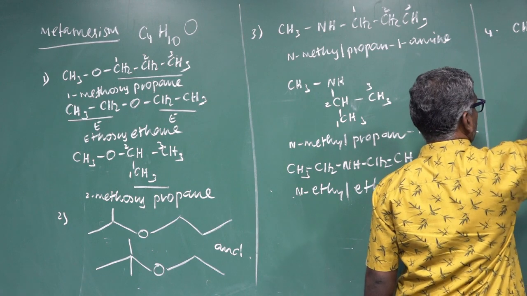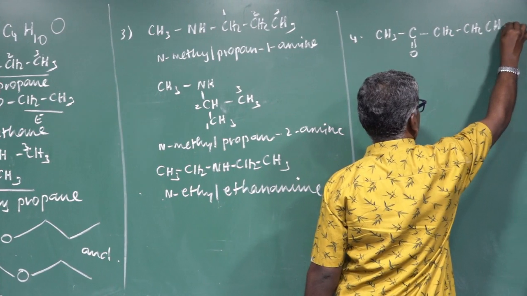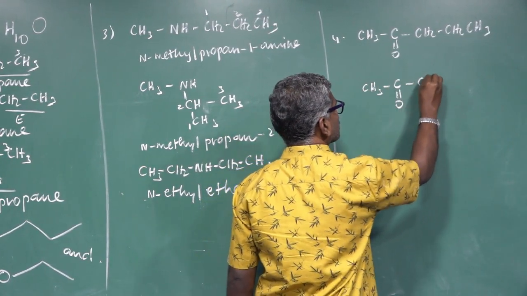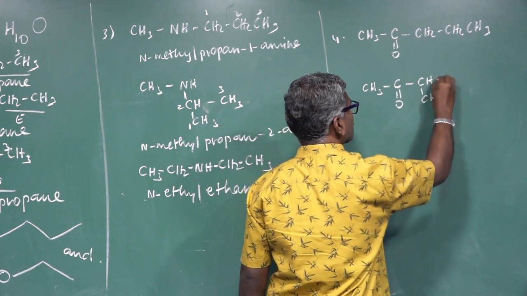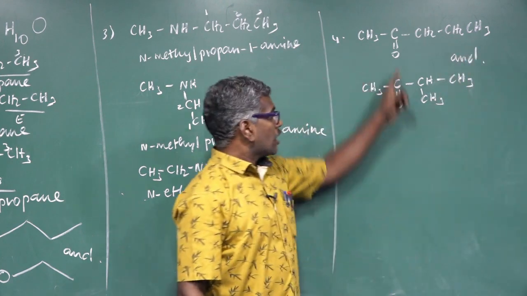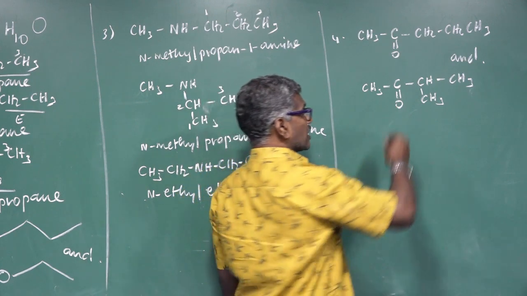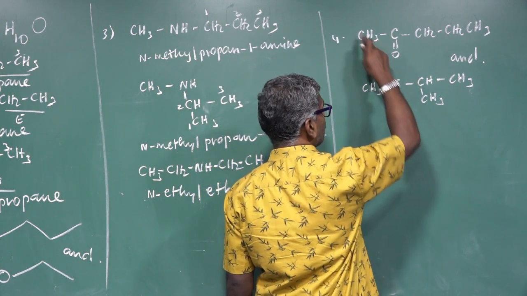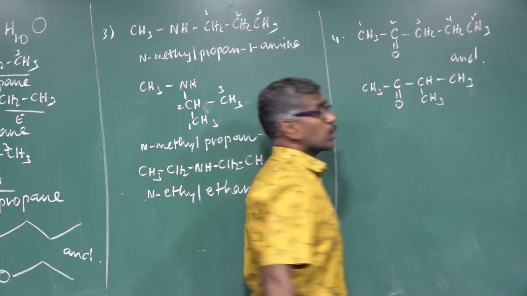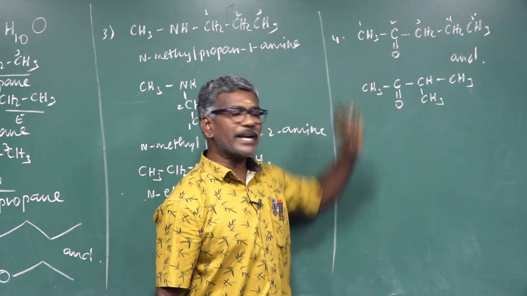CH3 C=O CH2 CH2 CH3, and CH3 C=O CH CH3 CH3. This is an example for the keto group, and a best example for metamerism. How to give the numbering? From the least side. 1, 2, 3, 4, 5. Totally how many carbons? 5 carbons, pentane. So pentanone, 2-pentanone.